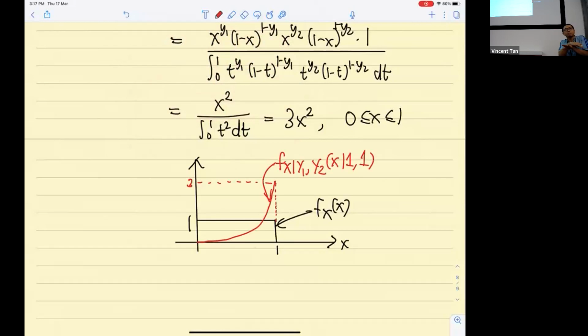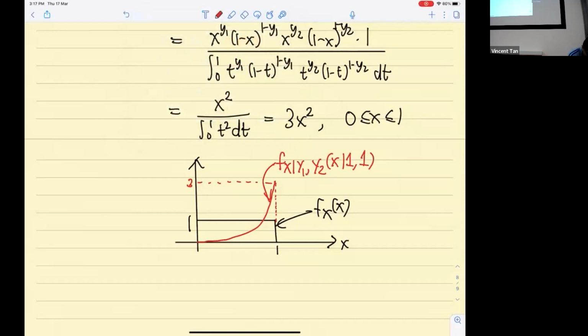So initially, before you toss anything, x is uniformly distributed on 0, 1. But after you gain some evidence, y1 equals 1, y2 equals 1, then your belief changes after you perform the calculation.